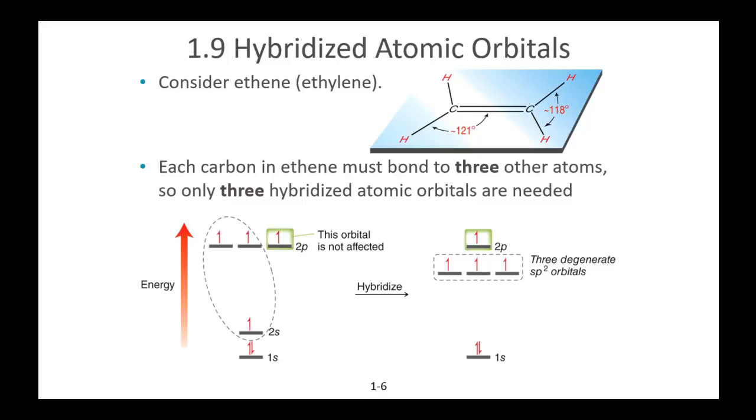In order for each carbon atom to bond to 3 different atoms, there's only a need, this time, for 3 hybrid orbitals. In this case, we mix the 2s orbital with 2 of the 2p orbitals. This gives us a total of 3 hybrid orbitals, and we will call those sp2 orbitals. The reason for this is they are made up of 1 s and 2 p orbitals. And then what about the 2p orbital that we didn't hybridize? It's still there, and it will have an important role that we will address in just a moment.